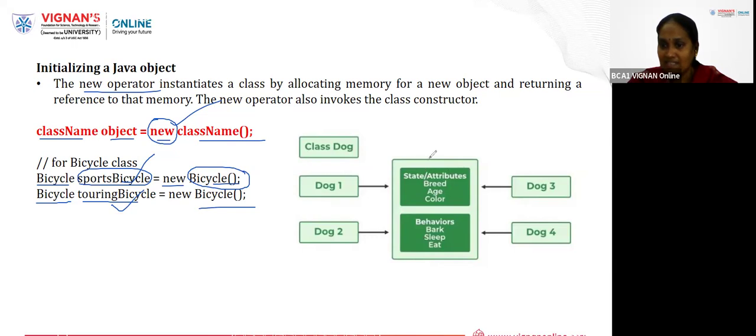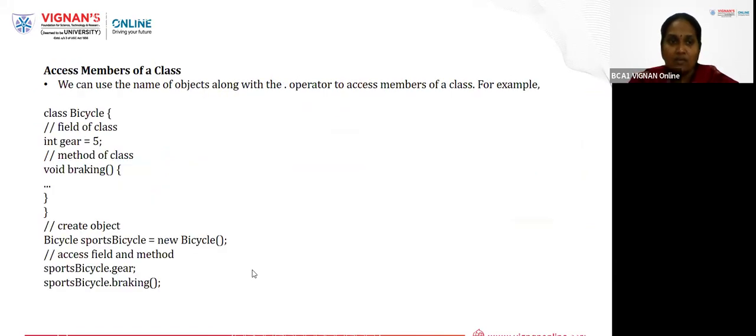Right. So in the same way, you can see class Dog. Dog 1, dog 2, dog 3, dog 4. So all these are the 4 objects of this Dog class. Like this, we can create an object. Right. Now, access the members of a class. How to access the members of a class? With the period operator, we can access the members of a class. Right. Now here you can see, this is a class. Here it has a variable and it has a method, barking.